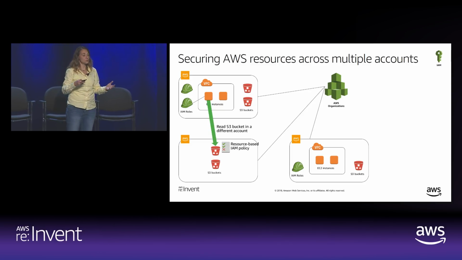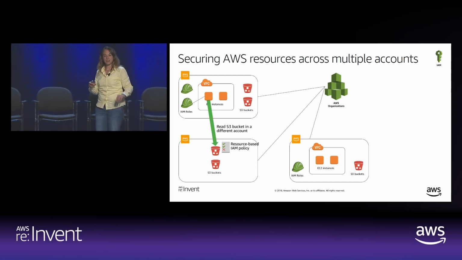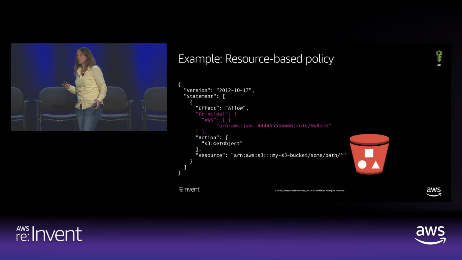We call these resource-based policies in AWS. About 20 of our services offer them. In S3, you'll see them called bucket policies. And it's an IAM policy that's attached to the resource, the bucket in this case. Now I'll show you what that looks like, and I hope by now this is looking familiar.